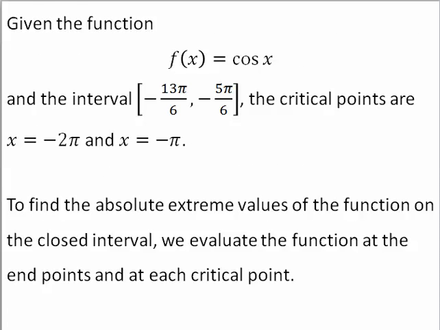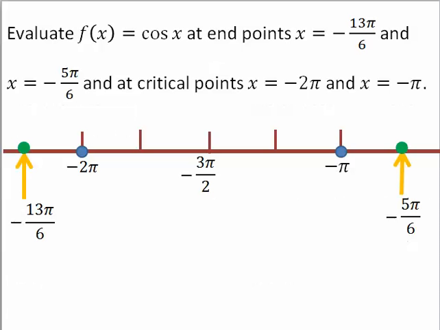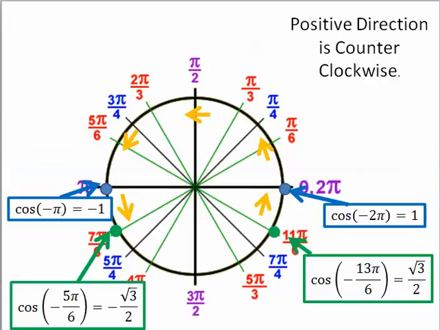So to find the extreme values of the function on our closed interval, we will evaluate the function at the endpoints and at the critical points. There are two endpoints and two critical points, so we will evaluate our function at 4 locations. Cosine of negative 13 pi over 6 is the same as cosine of 11 pi over 6, which is radical 3 over 2.